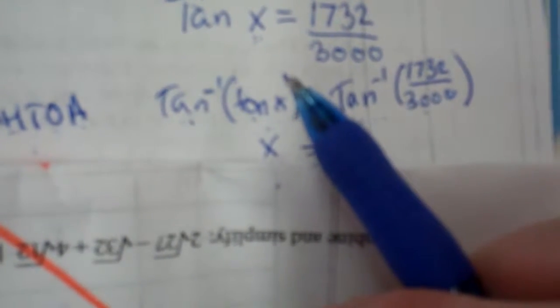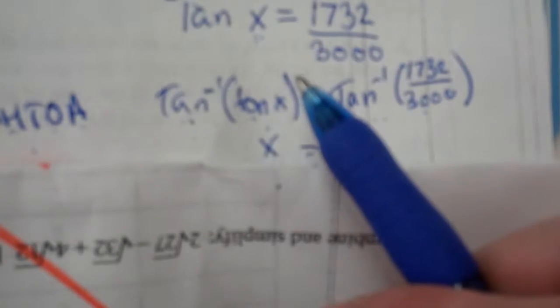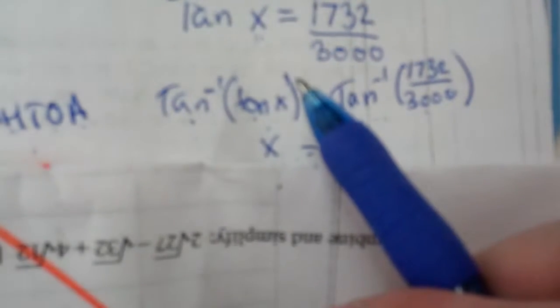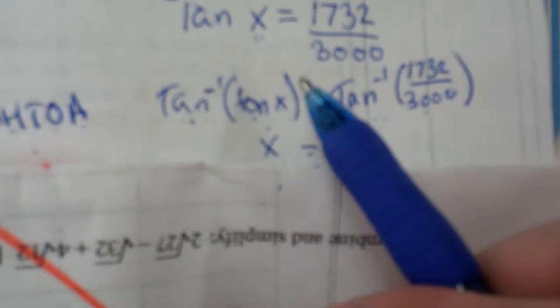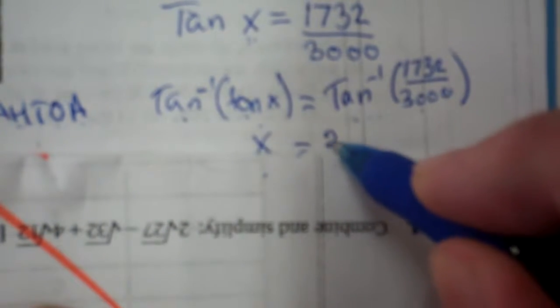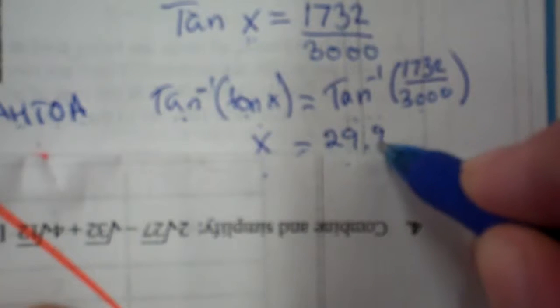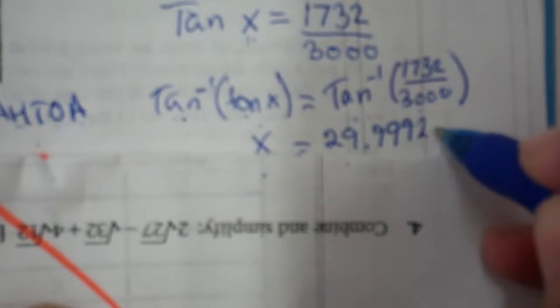I'm typing it in the calculator right now, and what I do is press second, and then tangent to give myself the inverse tangent, and then I have 1,732 divided by 3,000. When I hit enter, it tells me that that comes out to be x equals 29.9992. But remember, this problem was asking us to find the value of x to the nearest degree.